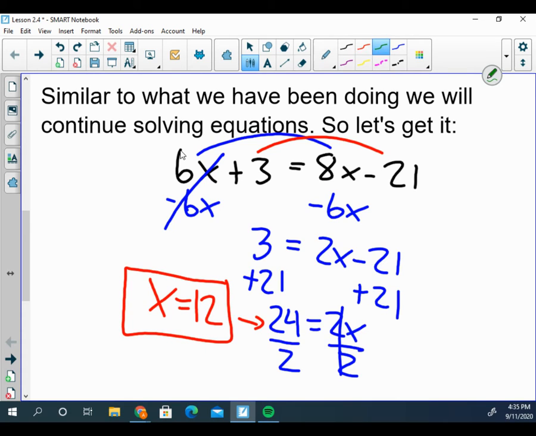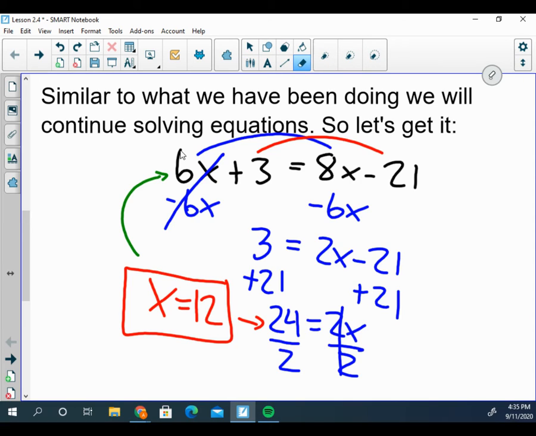Again, how can I check that? Plug it back into the original equation. If you do that, 6 times 12, I believe gives you 72. 72 plus 3 is 75. Over here, we do 8 times 12. So if 6 times 12 is 72, 84, 96, I believe 8 times 12 is 96, minus 21, again, 75. Check my mental math in a calculator.